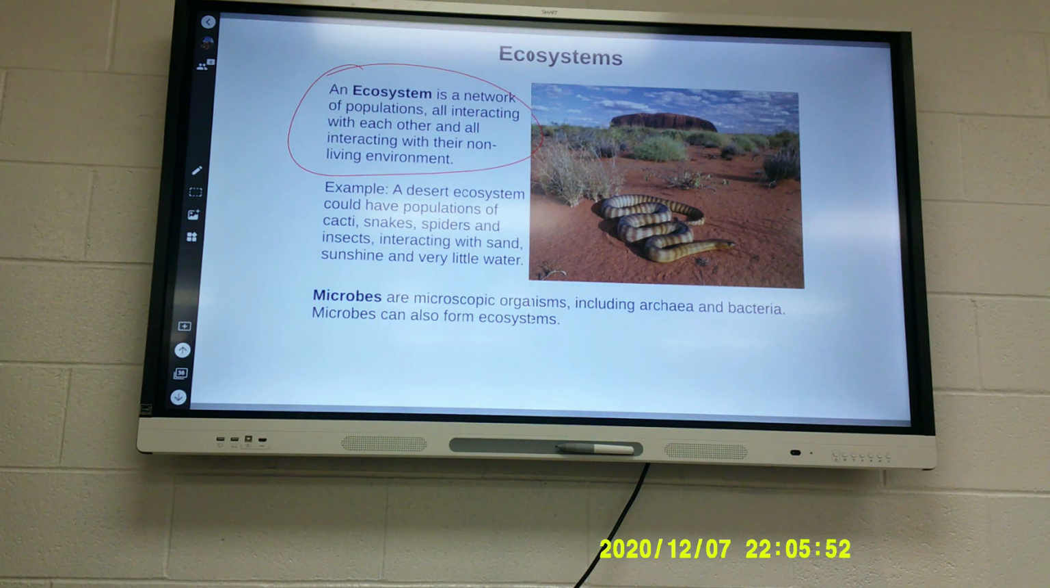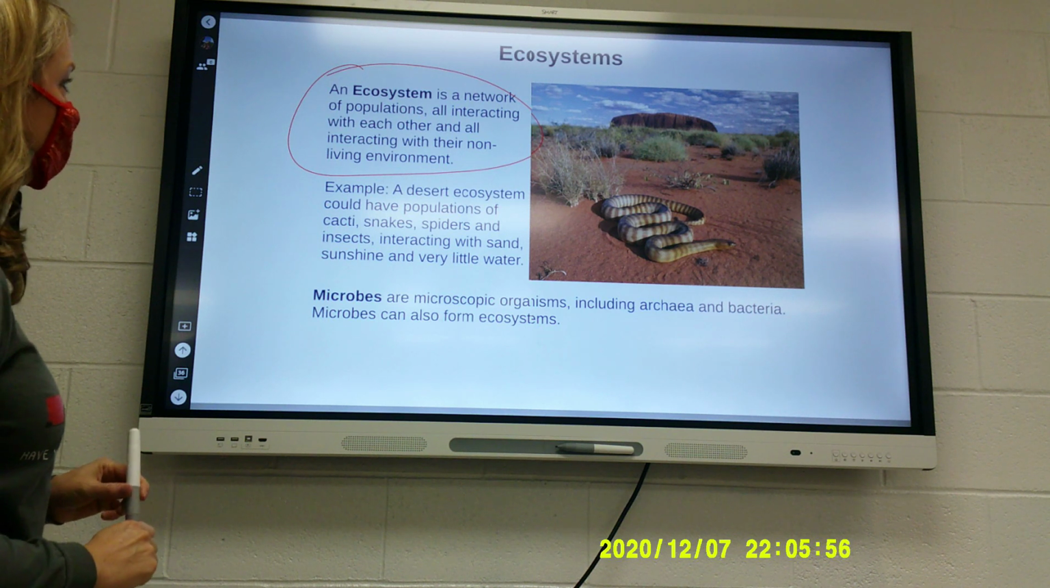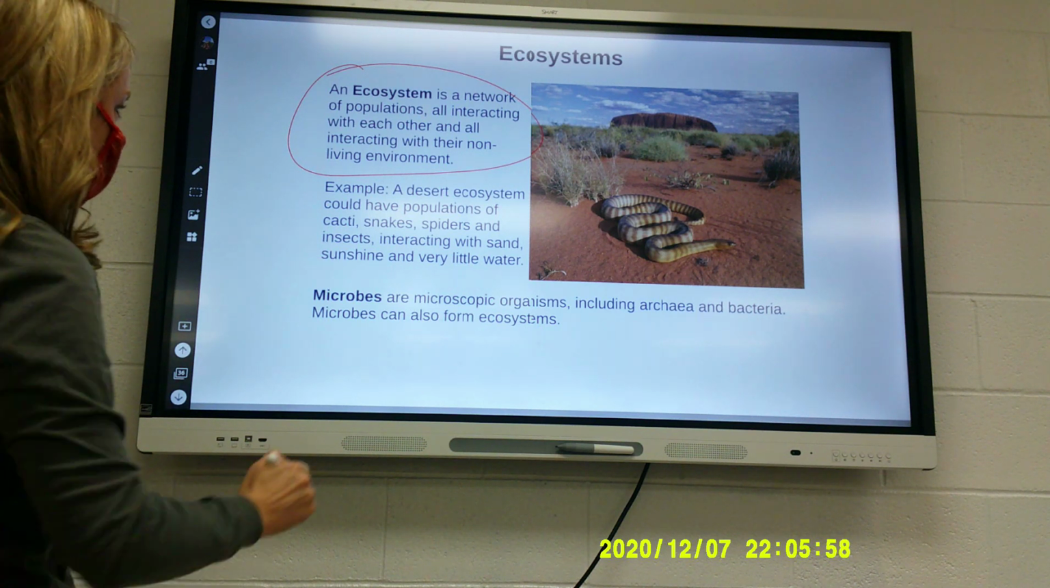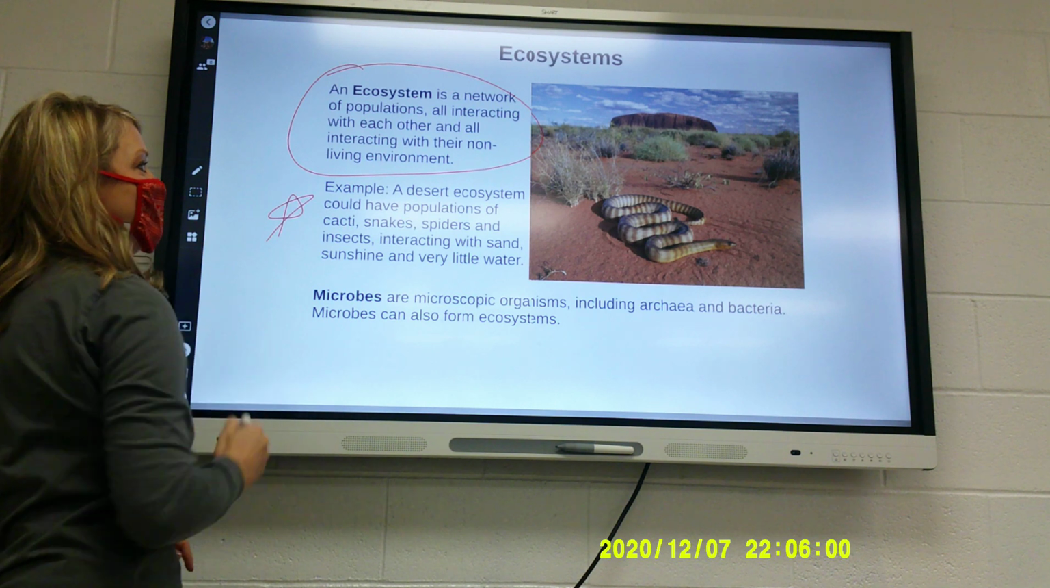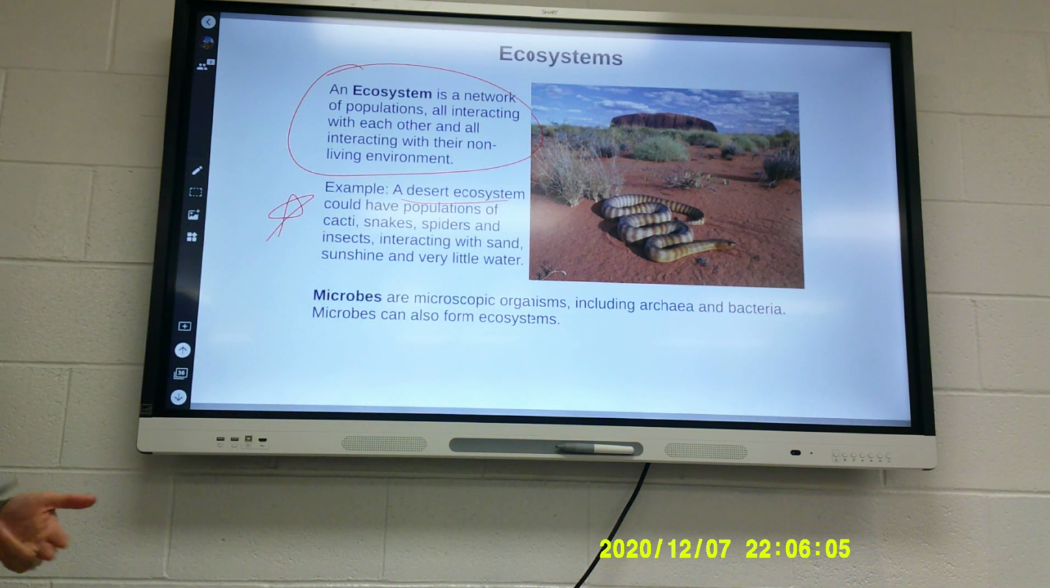An ecosystem is a network of populations all interacting with each other and all acting with their non-living environment. Here would be an example. A desert ecosystem could have populations of cacti, snakes, spiders, and insects that interact with the sand, sunshine, and very little water.